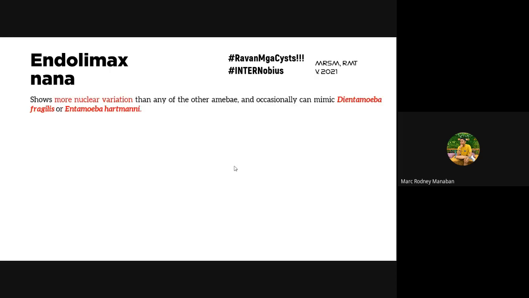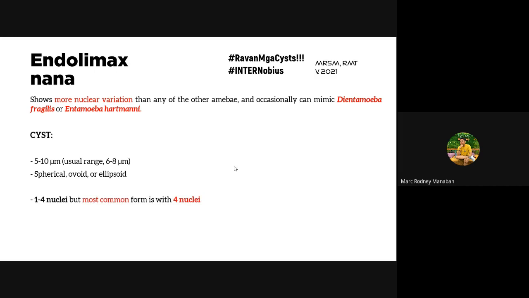Your Endolimax nana shows more nuclear variation than any other amoeba, so its nuclear appearance can vary. It could mimic Entamoeba fragilis or Entamoeba hartmanni. Now, for the cyst, the size is 6 to 8 microns, the same as Entamoeba hartmanni, but the shape is different. Majority of the cysts are ovoid or ellipsoid. Nuclei could reach up to 4, and the most common form has 4 nuclei. So they are already different from Entamoeba hartmanni, which has only 1 to 2 nuclei. That's another difference.